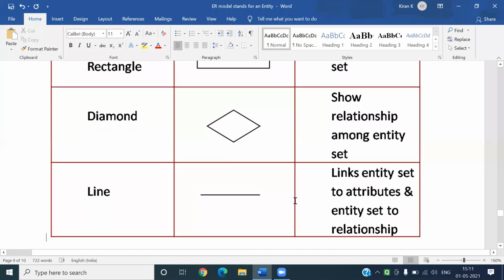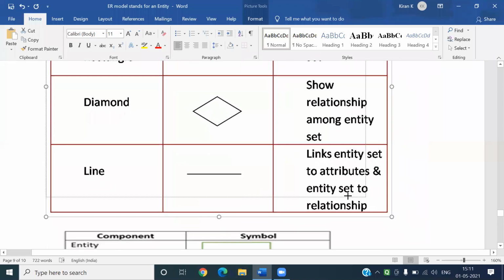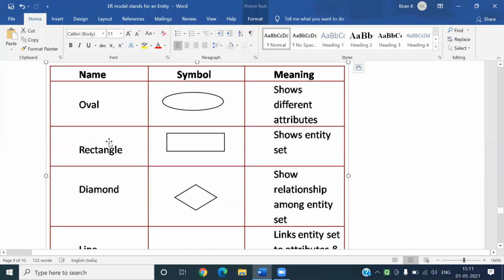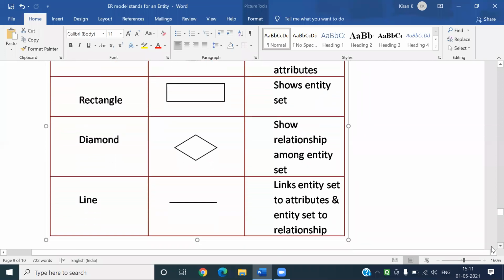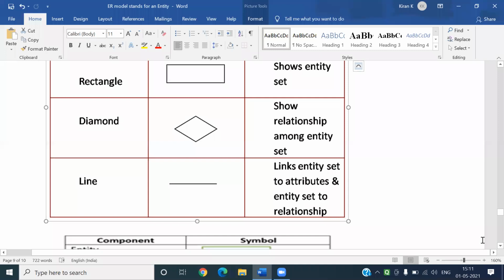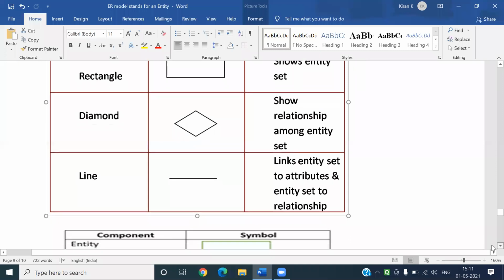I'll also show you how to represent the ER diagram components with some symbols. Ovals show different attributes. Rectangle shape shows different entity sets. Diamond shape shows relationship among entity sets. Then a line shows the links between entity sets and attributes, and entity sets and relationships.